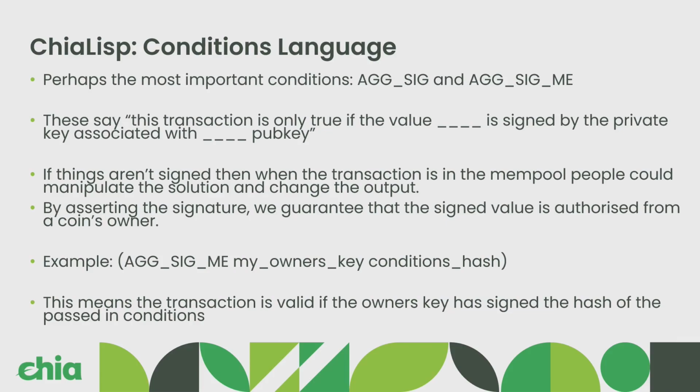The most important condition in the conditions language relates to signatures, because information is malleable. When you send off a transaction to the network, you have to make sure that it's secured. Otherwise, people can change your things and then give themselves money instead of you giving yourself money, and that is not good. So we have a condition that says this transaction is only valid if this value is signed by the owner's key. And so you want your coin puzzles to include that, because then it is owned by your key and secure.